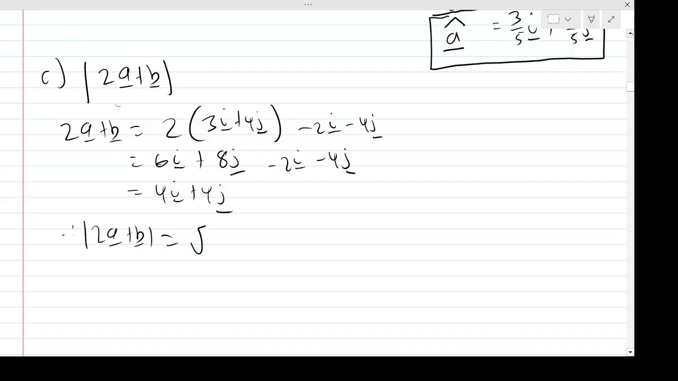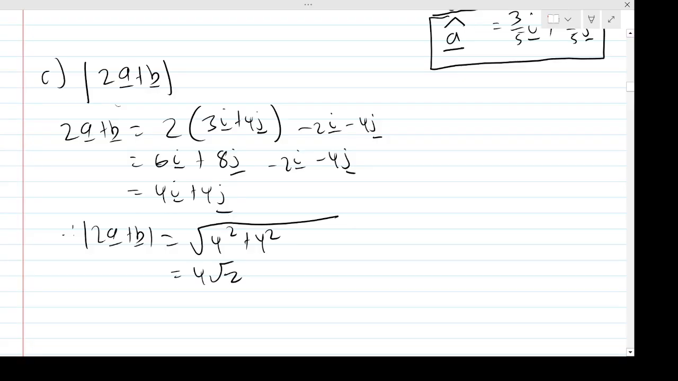And that's going to be the length again. So the length is simply the square root of the squares of both parts. So 4 squared add 4 squared, right? If we put that in the calculator, we get 4 root 2, okay? And therefore that is the magnitude of this vector here.